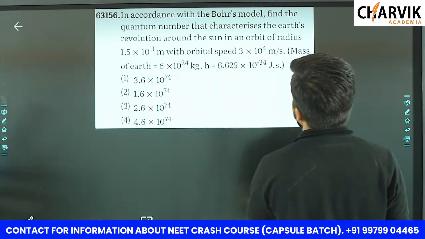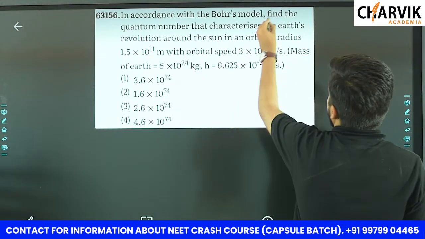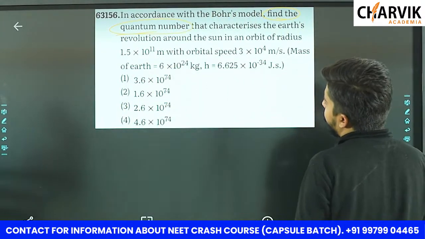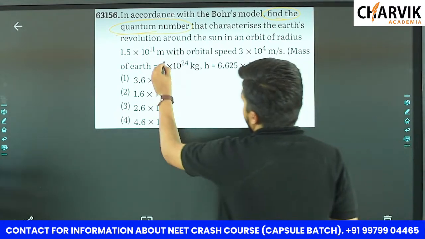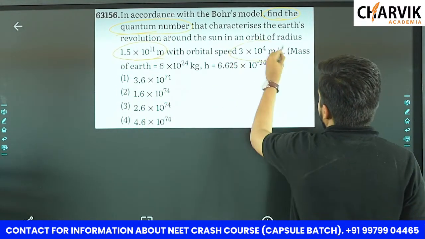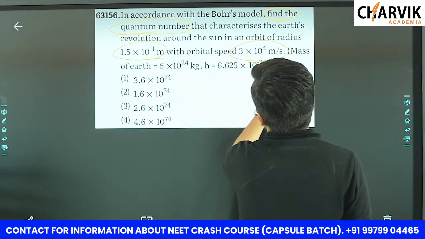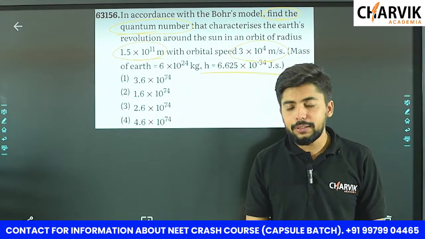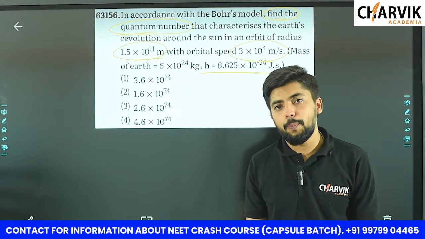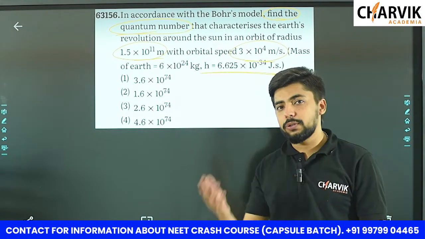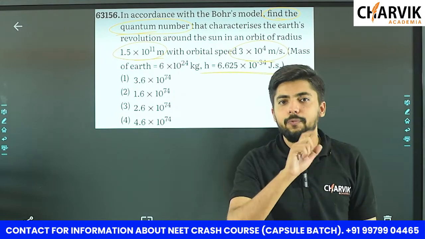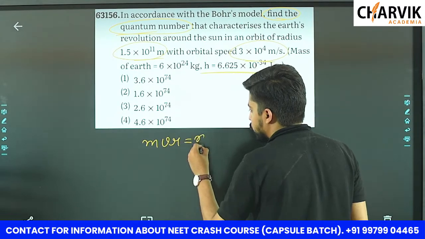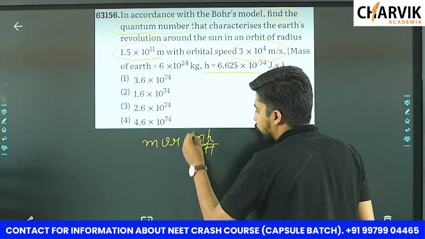Yes, in accordance with Bohr's model, find the quantum number n that characterizes the Earth's revolution around the Sun in an orbit of a given radius, with the orbital speed and mass of the Earth, and again h is given. To find the quantum number according to the Bohr model, Bohr said that the angular momentum mvr is equal to nh upon 2 pi, and you need to find the value of n.